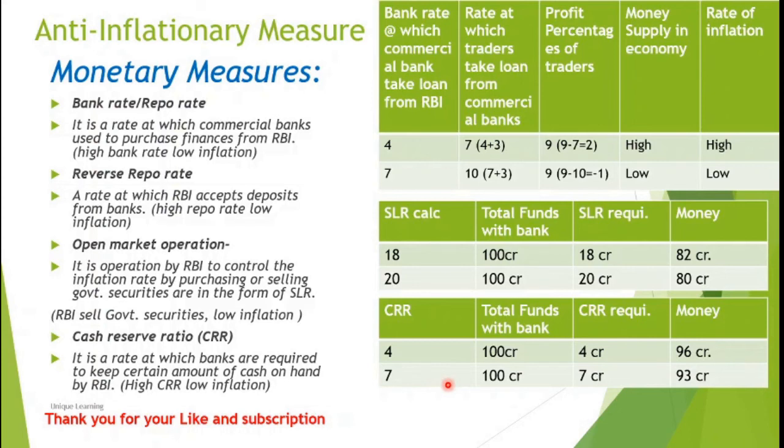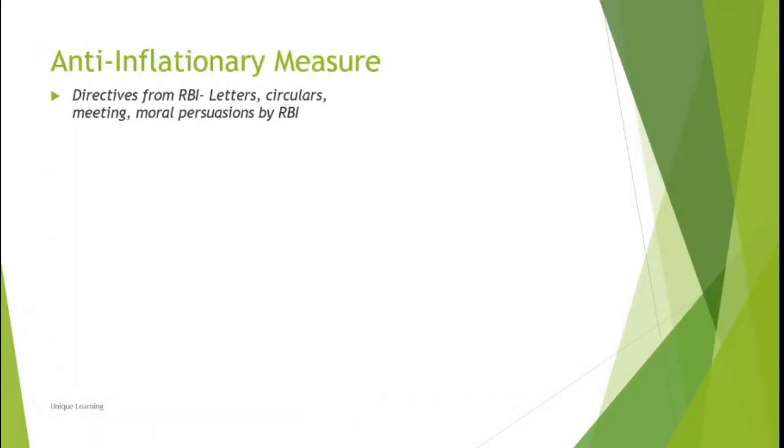Now, if the rate increases by 3%, that is now 7%, commercial banks are required to place 7 crore rupees as CRR, and hence only 93 crore rupees would be available for them to disburse to the traders. So there is a reduction in the money supply with the commercial banks, and there would be a reduction in the money supply to the traders. Next is the directives from the RBI.